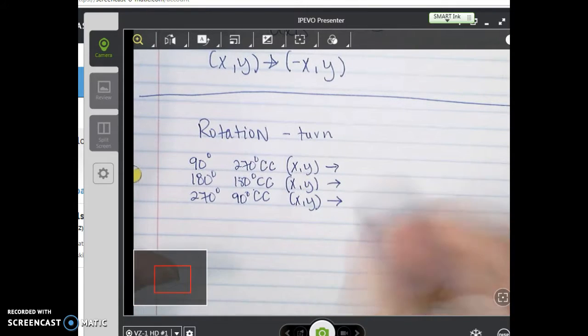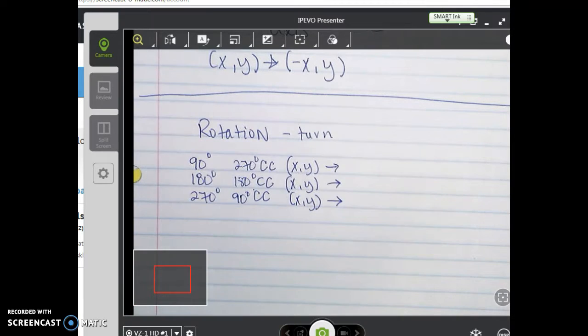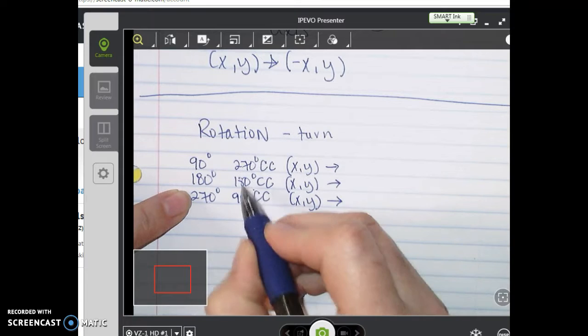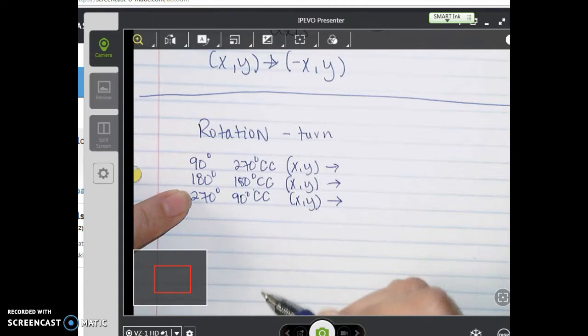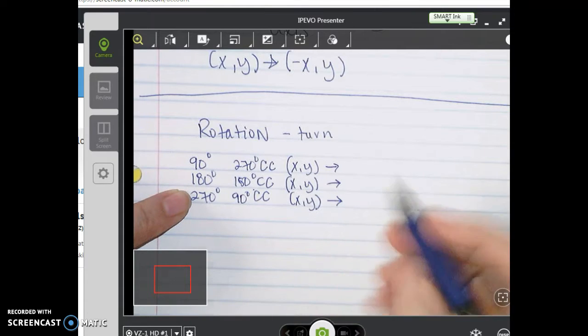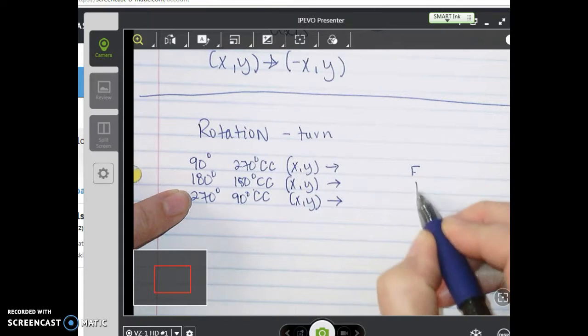Now, the next part's where it gets kind of interesting. So you've got 90, 180, 270. Write that backwards: 270, 180, 90. These are counterclockwise. Make sure you label them. You've got x comma y yield. Now, you're going to have to remember flip, don't flip.